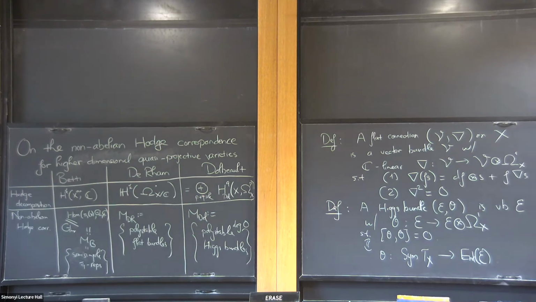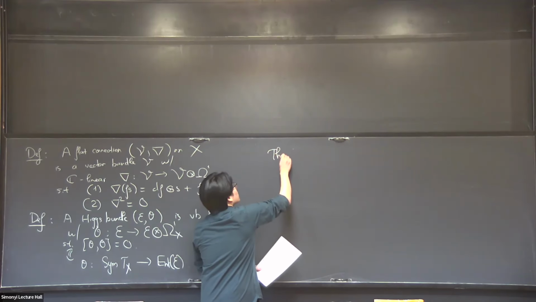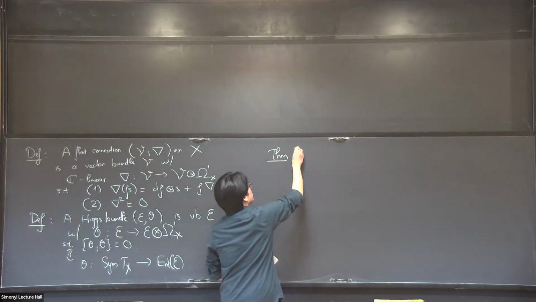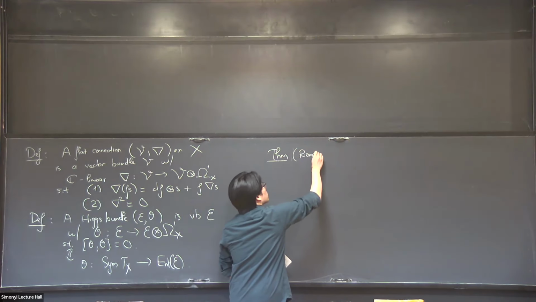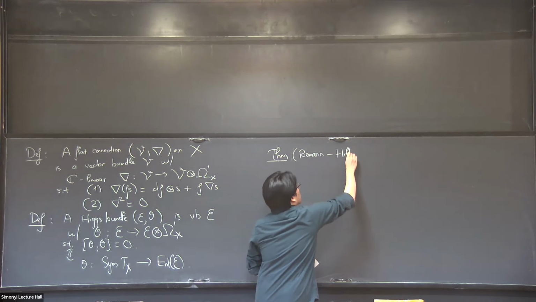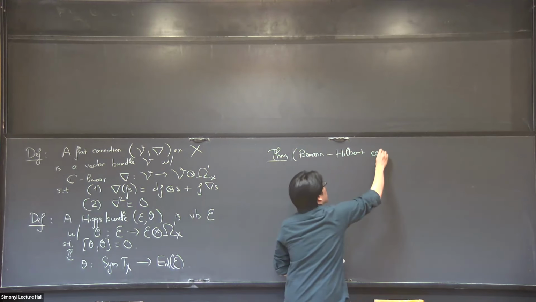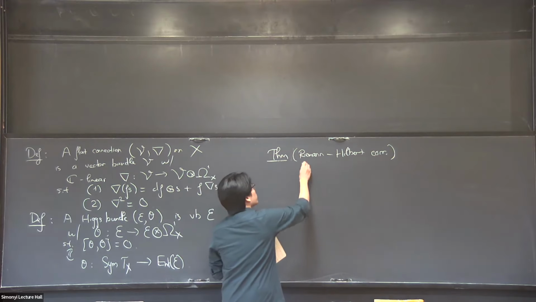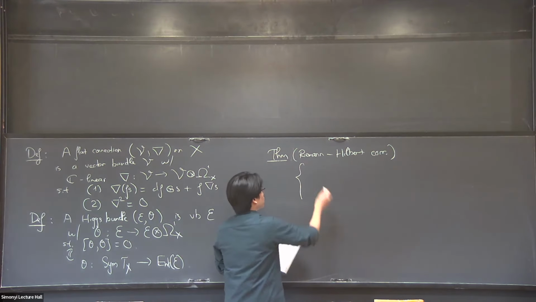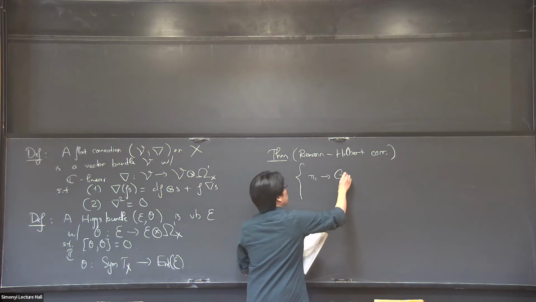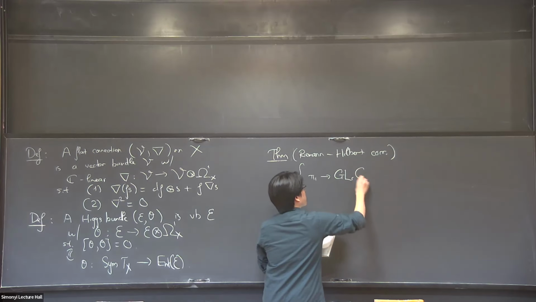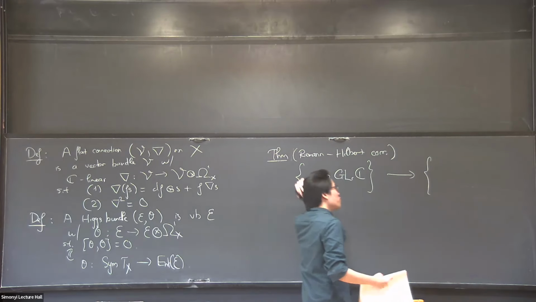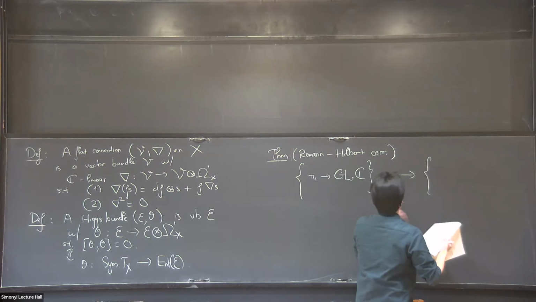Right, and we have the following theorem. The first one is the Riemann-Hilbert correspondence, which says that you have an equivalence of categories between the category of representations of pi_1, say rank r representations, and the category of, say, flat bundles of rank r on X.